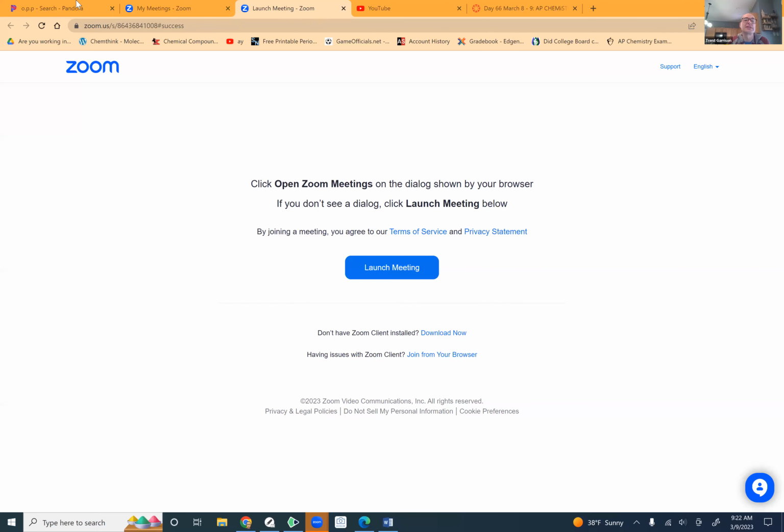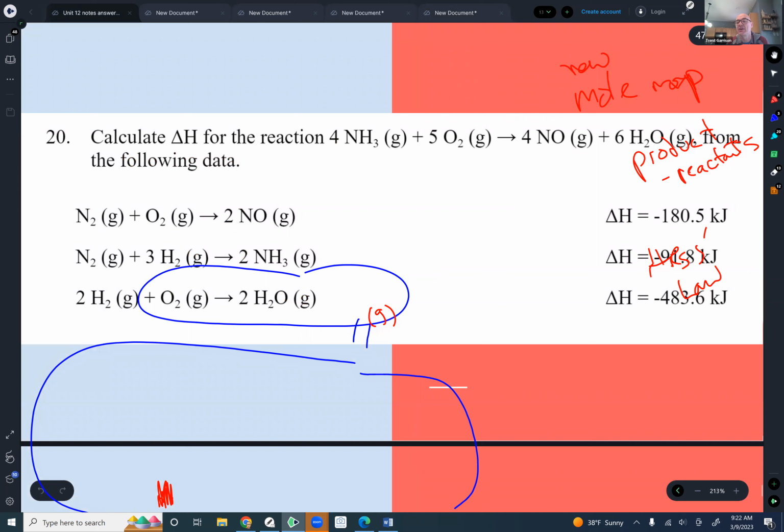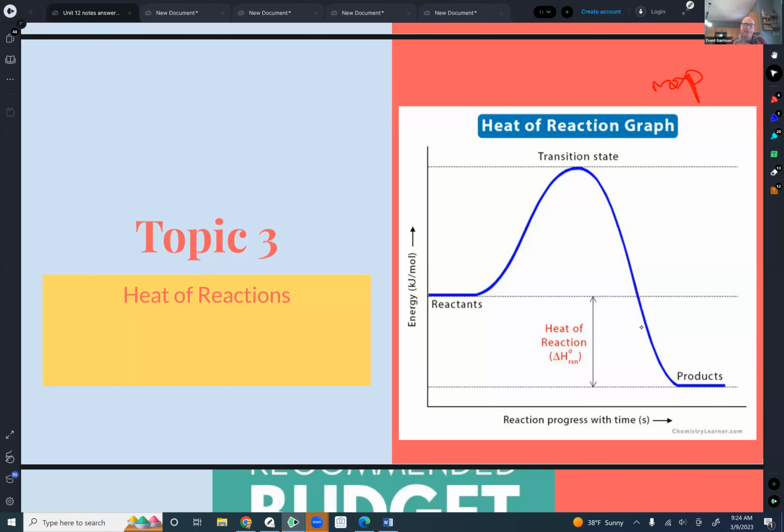So let me share my screen and we will get right into this. There are going to be three ways in which we must calculate our heat. So let's see if we can figure them out together. And it looks like I already have some fabulous writing on here. Okay, so now, heat of reaction.